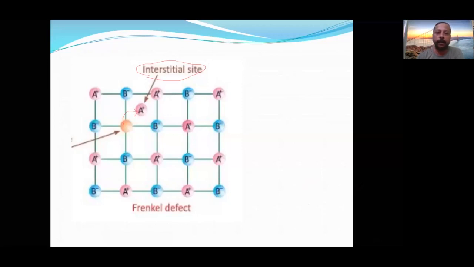In the Frenkel defect, there is no mass loss. That's why density will remain the same. There is no loss in the mass. Therefore, Frenkel defect does not result in any density decrease.